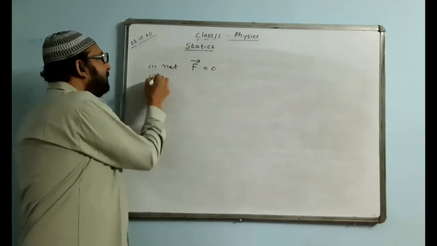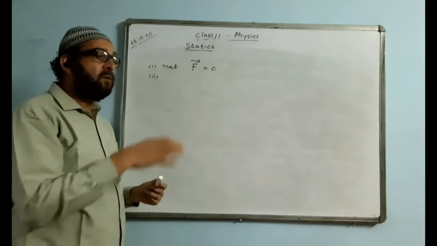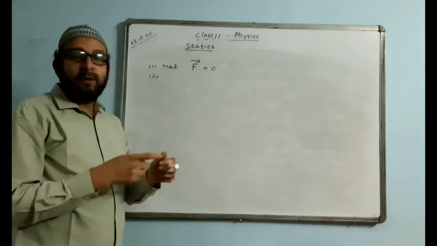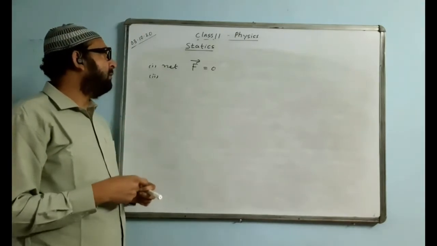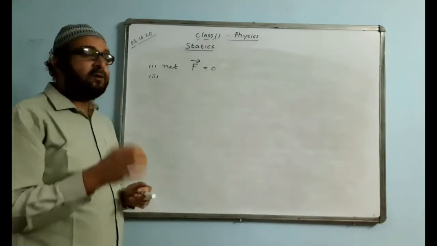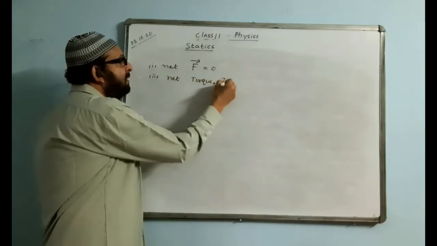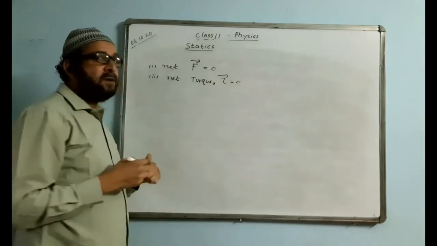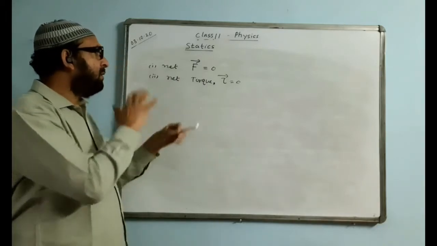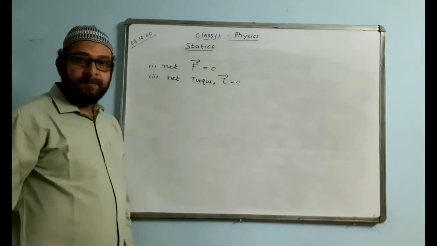The second one is when the body is, suppose, hinged. The body is not free to move in a straight line direction. Rather, the body is clamped or hinged, and you are applying a force on it. Then there will be a turning effect. When the net turning effect is 0, that means the net torque should be 0. If there is a clockwise moment and an anti-clockwise moment, then the clockwise moment must be equal to the anti-clockwise moment to keep the body at a static position, that means at rest.